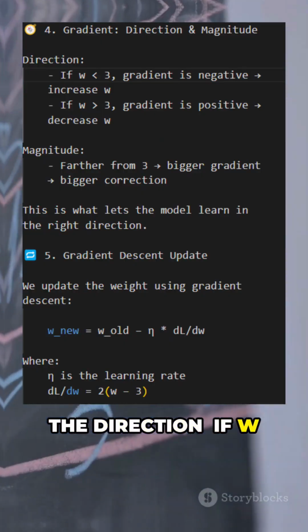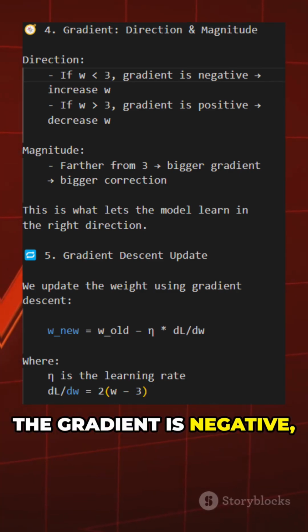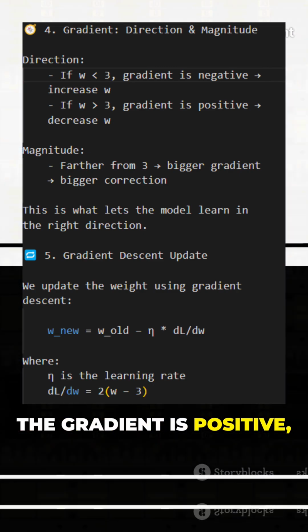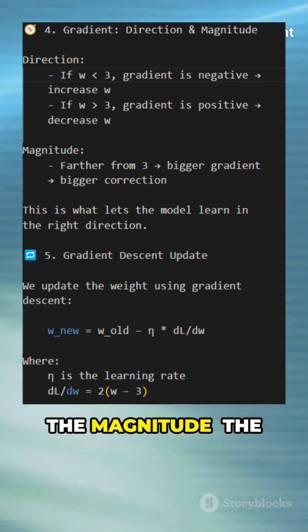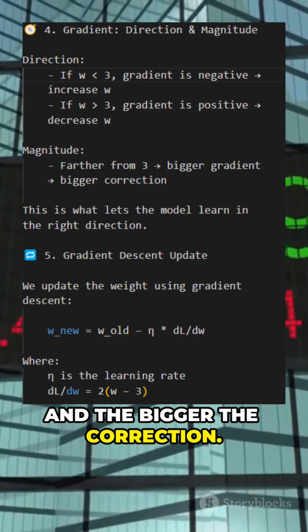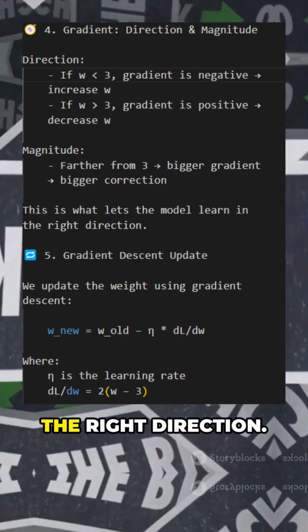The direction: if W is less than 3, the gradient is negative, so increase W. If W is greater than 3, the gradient is positive, so decrease W. The magnitude: the farther from 3, the bigger the gradient, and the bigger the correction. This is what lets the model learn in the right direction.